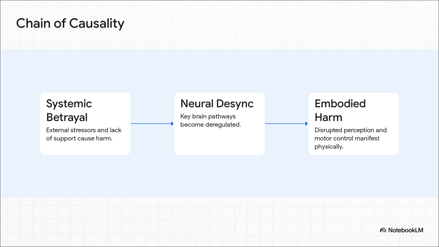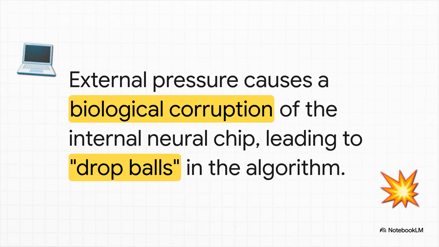And the most important thing to get here is that this isn't just in his head. It becomes embodied harm. It physically shows up as messed up perception and even affects his motor control. So the bottom line is, this external stress causes a literal biological corruption of his internal neural chip. I mean, think of it like the main processor in your laptop getting physically damaged. What happens next? The software, that complex algorithm, starts glitching out. It starts making errors. Or, as he puts it, the system starts to drop balls.